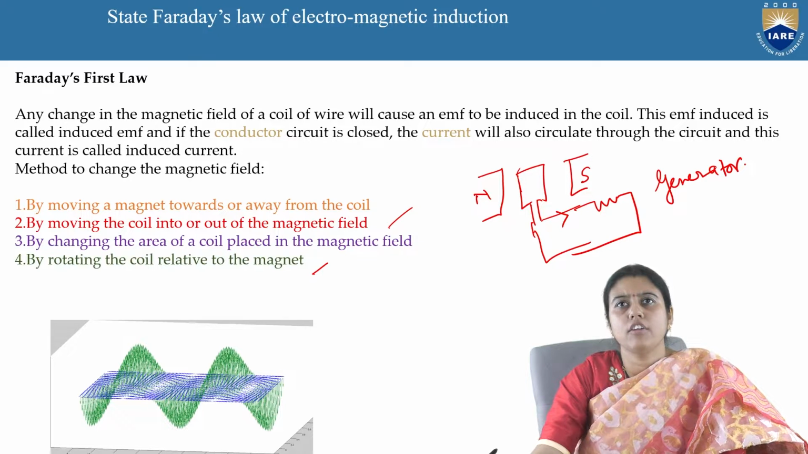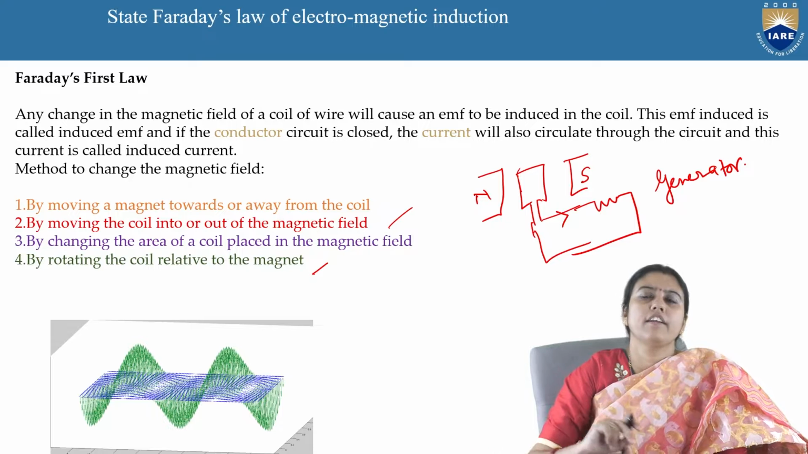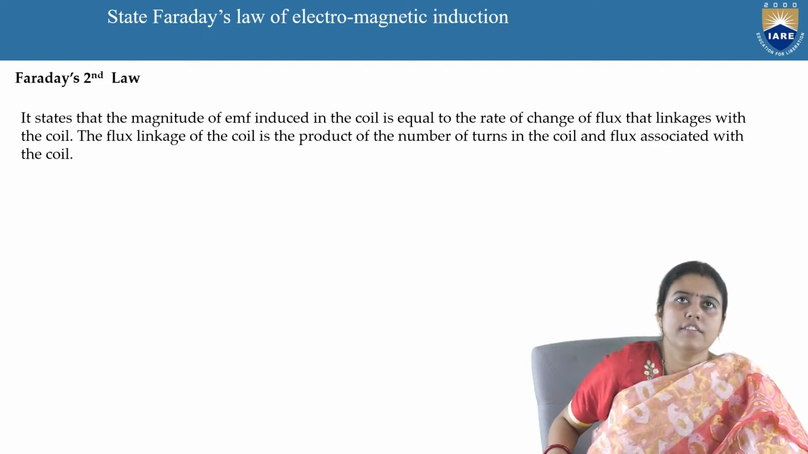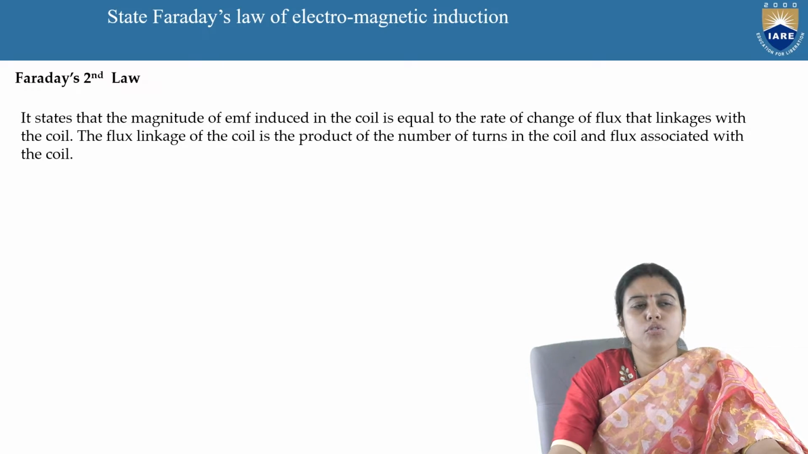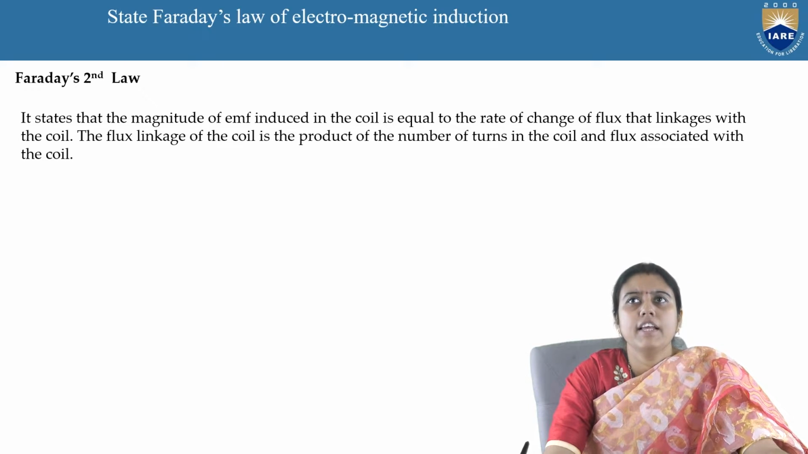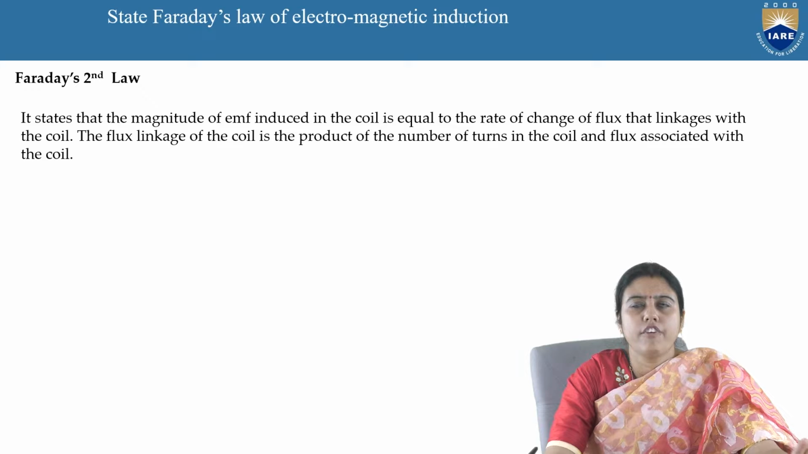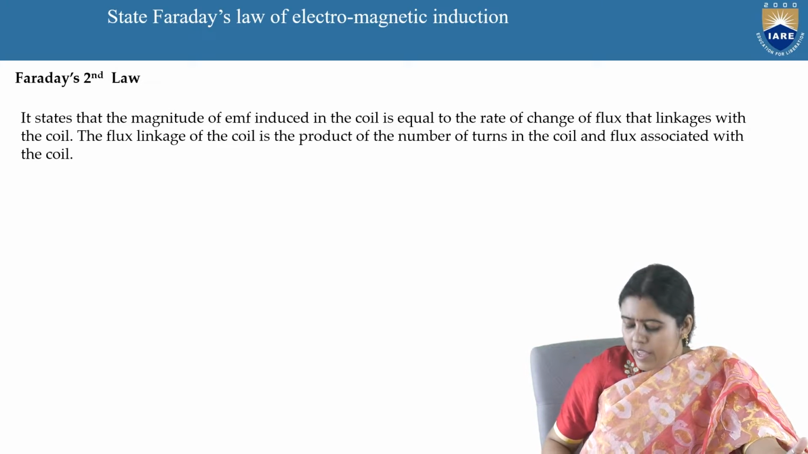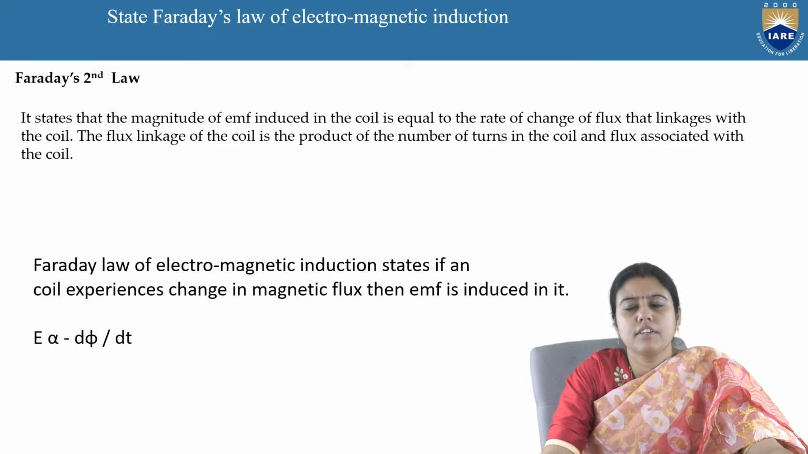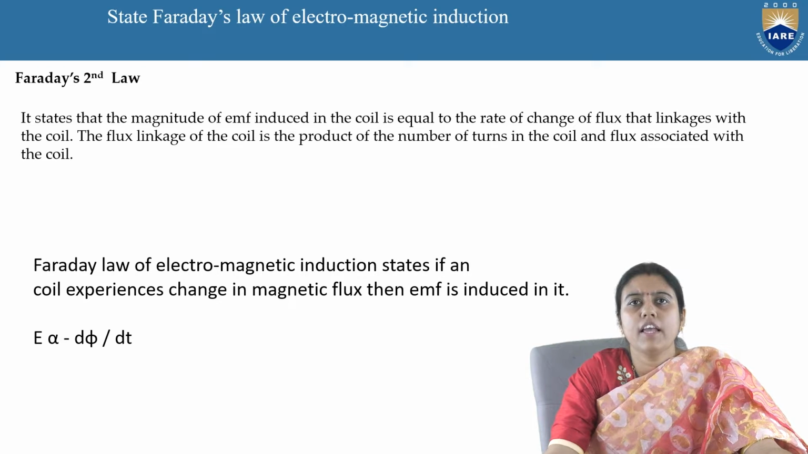What is Faraday's second law? Now we will go to Faraday's second law. Faraday's second law states that the magnitude of an EMF in the coil is equal to the rate of change of flux linkage with the coil. The flux linkage of the coil is the product of the number of turns and the flux associated with it. So what does it mean? As we discussed, the flux is a time varying flux, so if there is a rate of change of flux, then only EMF will be induced.